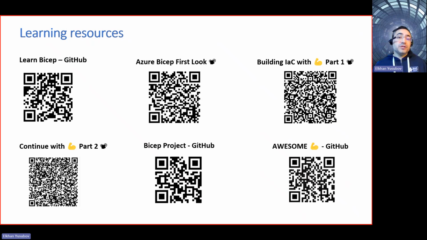We finished our demo, so let's look at some resources that might be very helpful for you to get started. This is the QR code to the Learn Bicep GitHub repo that we used during the demo for this session. Then you have some Azure Bicep videos here that are available on the LinkedIn platform. Then we have the Bicep project itself, the official project, as well as another set of great resources to learn about Bicep called Awesome Bicep GitHub. All right, I hope these resources are going to be helpful for you.